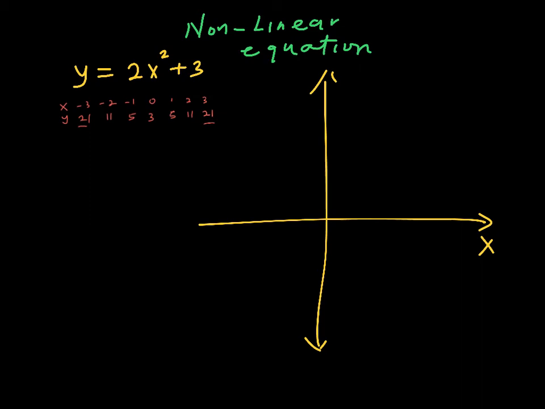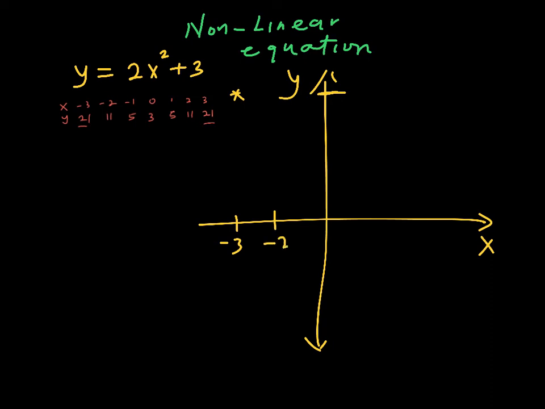So this is the x and that is the y. When x is -3, y is +21. So let's make 21 the highest because it looks like that's the biggest value there. Then when x is -2, y is +11.